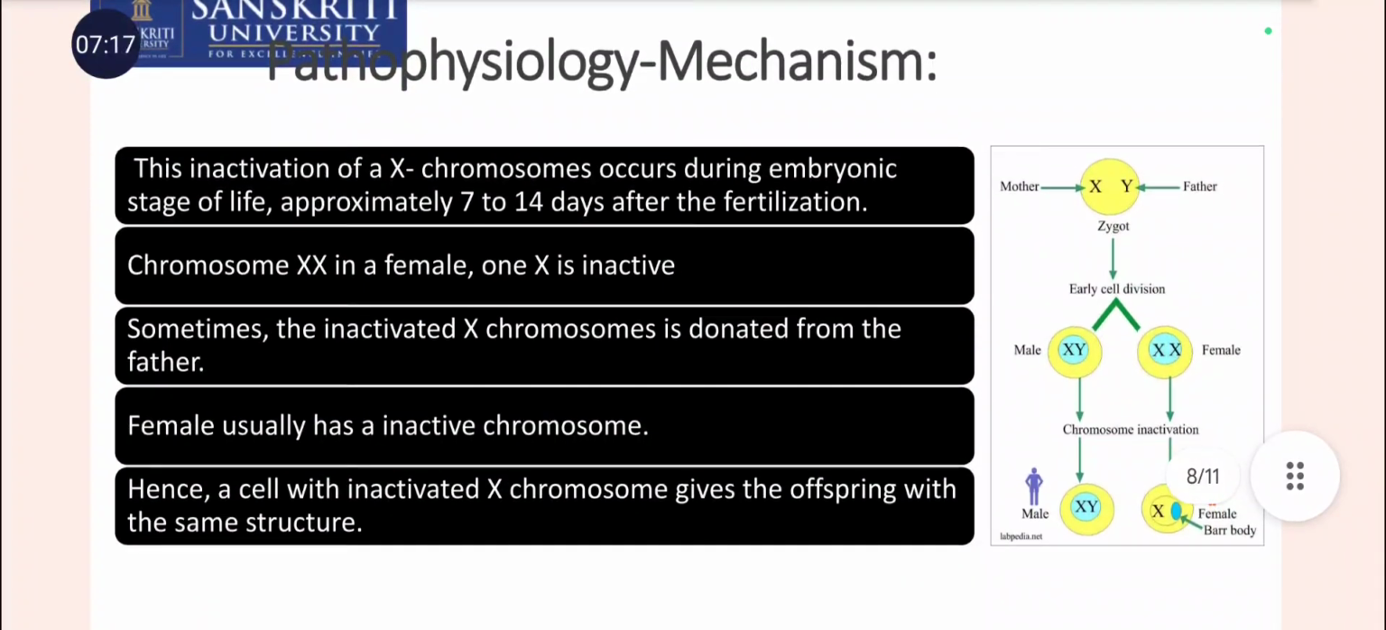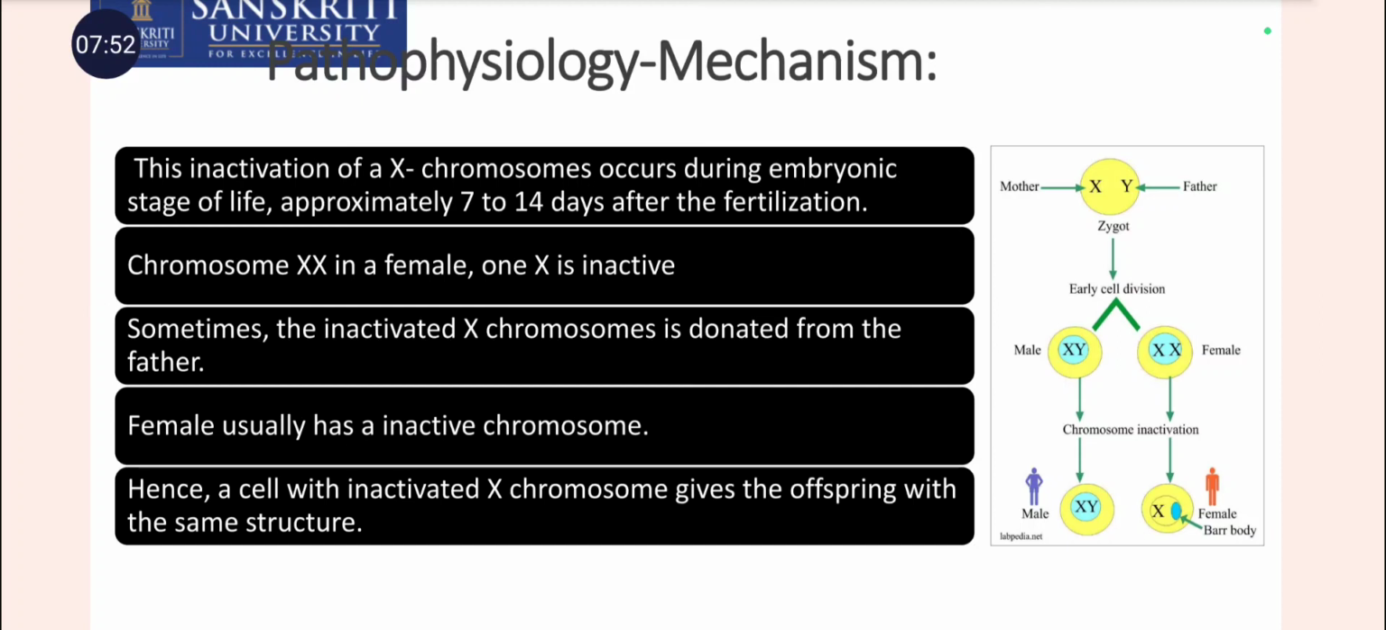Now see the mechanism of appearance of the Barr body. In the picture we can see the mother and father. From the mother we get an X ovum, and from the father we get a Y type of sperm. So with fusion of that, we get a zygote containing both X and Y type of chromosome.